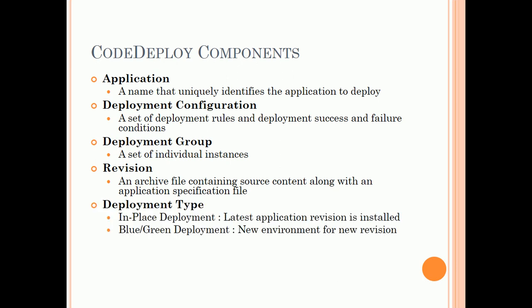The fifth component is deployment type. There are basically 2 deployment types available. And deployment type is the method we use to make the latest application revision available on the instances in the deployment group. The first is in-place deployment. In in-place deployment, the latest application revision is installed on the instance. And the second is blue-green deployment. In blue-green deployment, every time a new environment is created for the new version of the application.